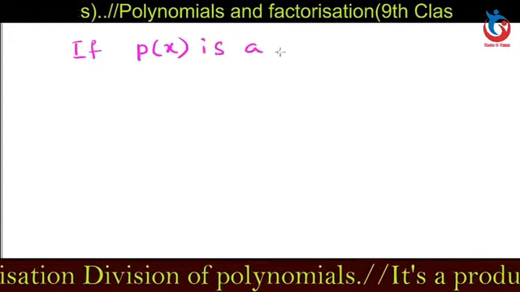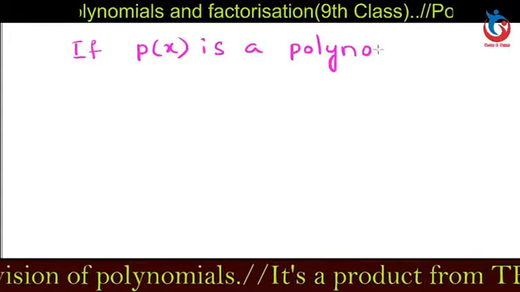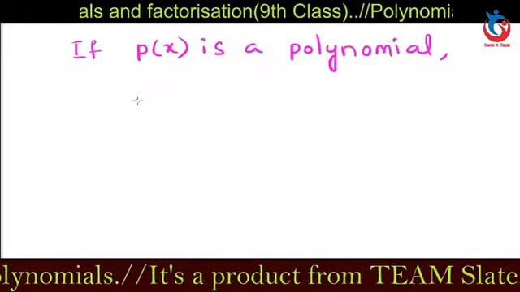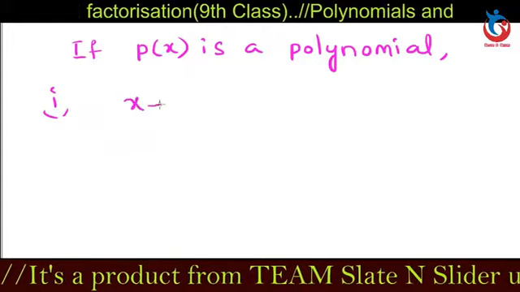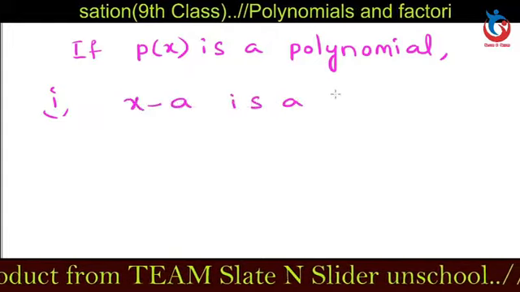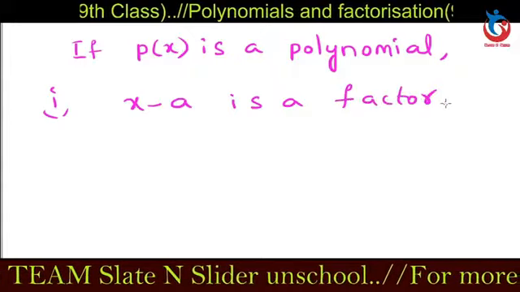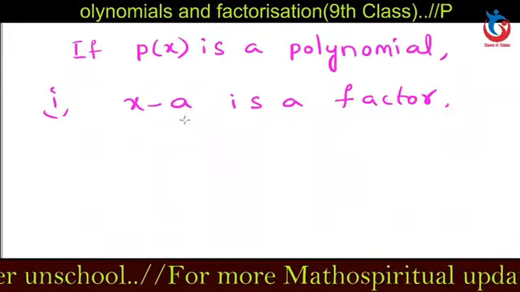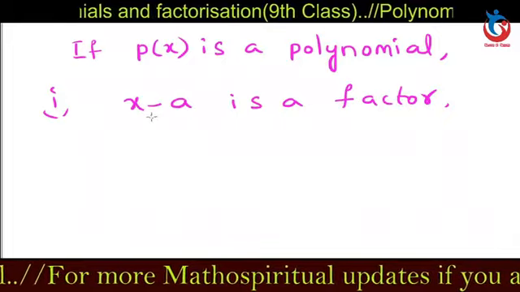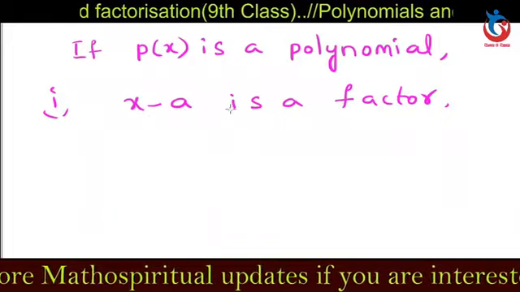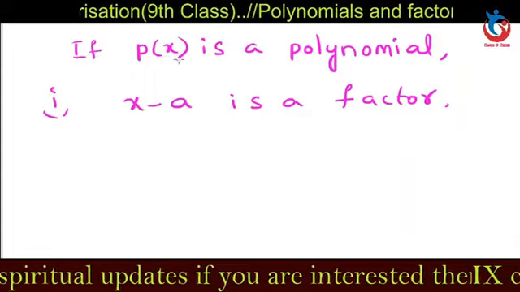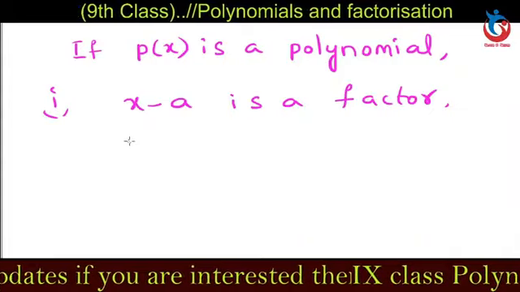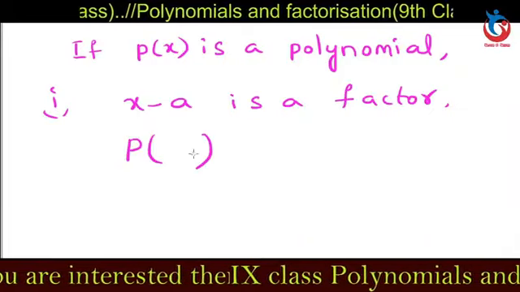How to write that? Suppose p of x is a polynomial and x minus a is a factor. So I am saying that x minus a is a factor. That means we have to divide this p of x with x minus a. Then what is the remainder? When x minus a is a factor, definitely the remainder will be 0. So if p of x is divided with x minus a, what is the remainder we get?